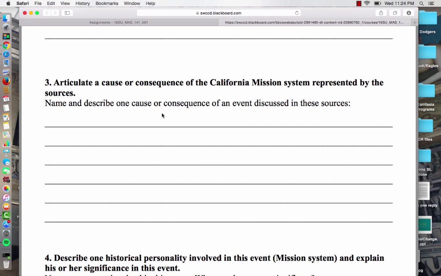So use the four sources, or any of the outside sources too. Maybe something like the PowerPoint program that we had to talk about the mission system. You can mention that too.